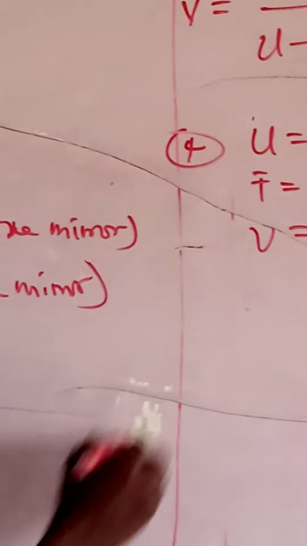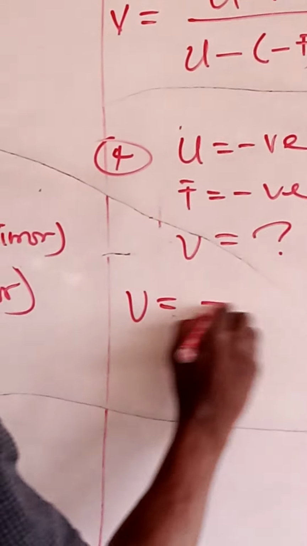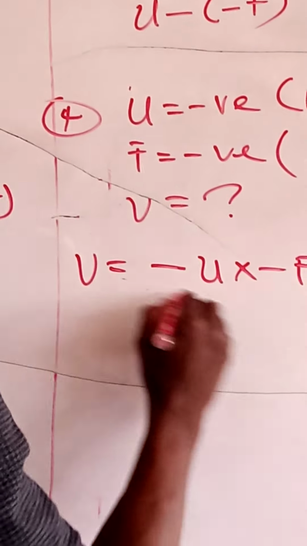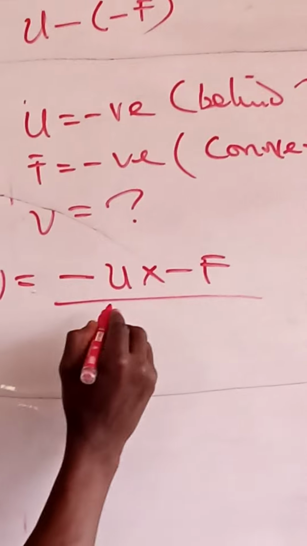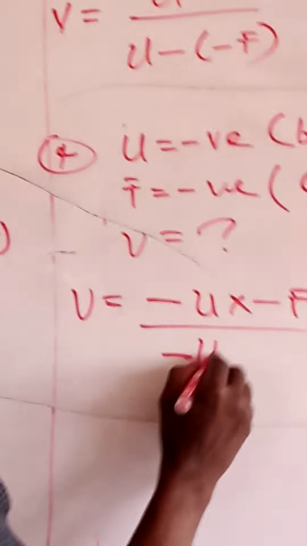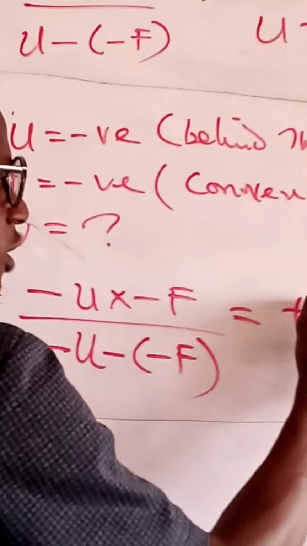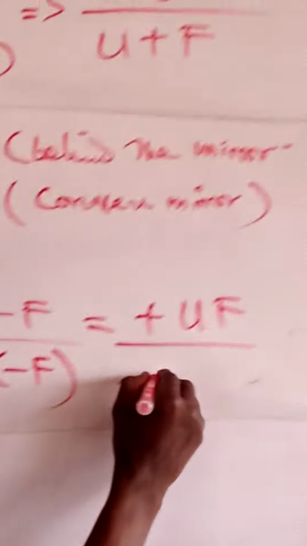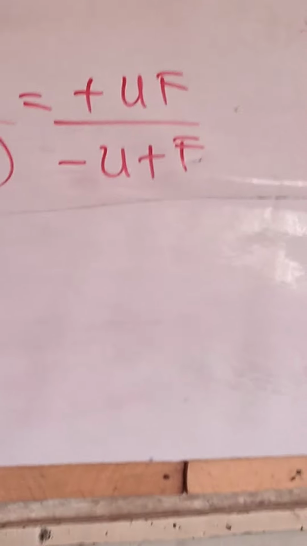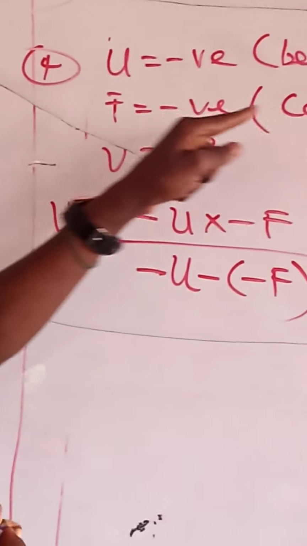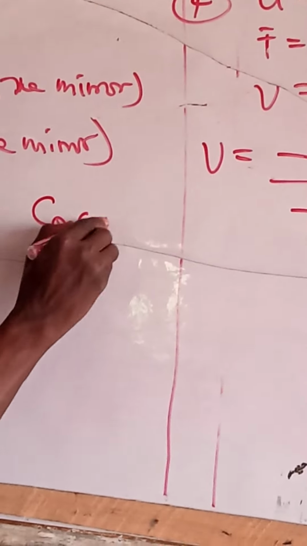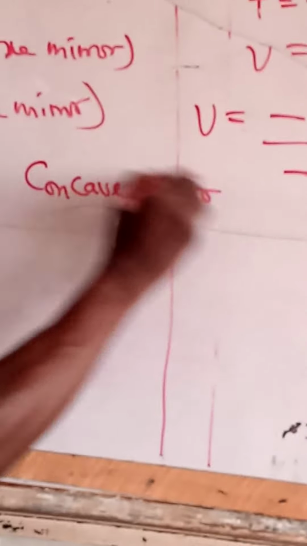We have our v is equals to minus u times minus f all over minus u minus open bracket minus f. So what do we have here? Minus times minus is going to be plus uf all over minus u plus f. So this is when the object is behind the mirror and the mirror is a convex mirror.